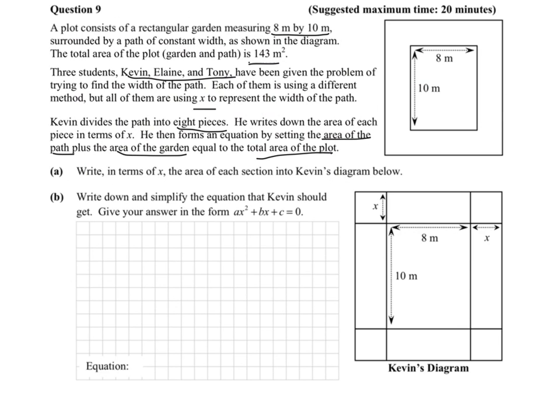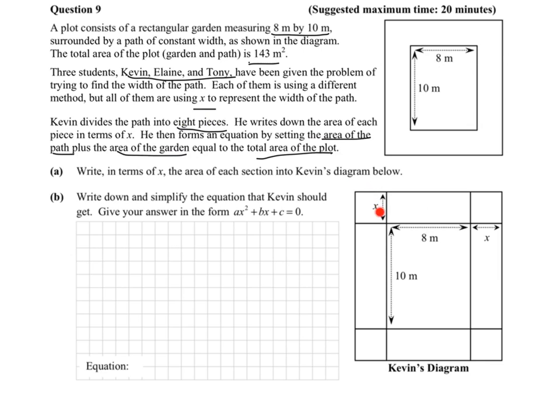It says, write down in terms of x the area of each section in Kevin's diagram below. So remember, Kevin divided it into 8 pieces, and he worked out an equation by adding the area of the path to the area of the garden. So the first thing is to write in terms of x the area of each section. So there's 8 sections, 1, 2, 3, 4, 5, 6, 7, 8. So we need to get the area of each individual section.